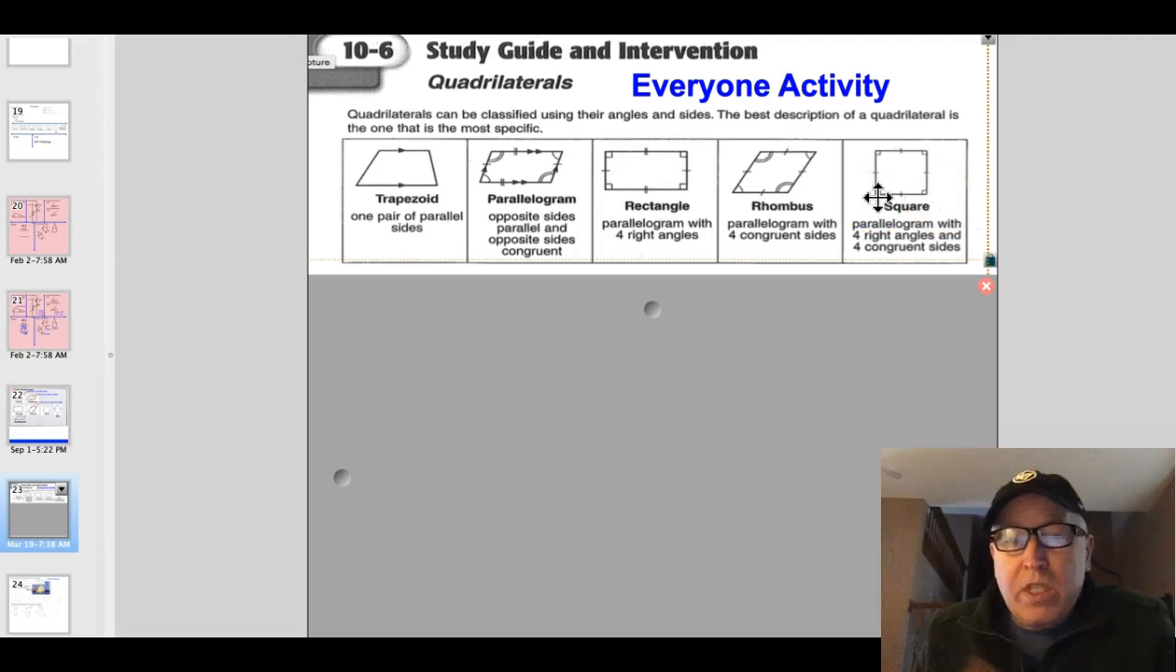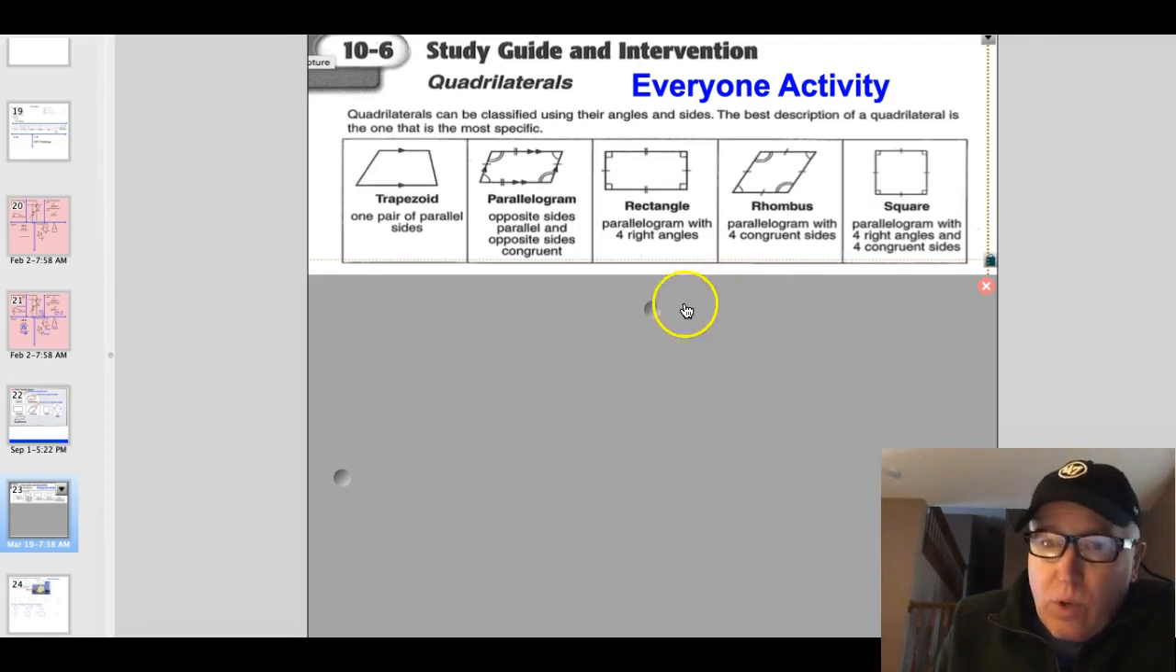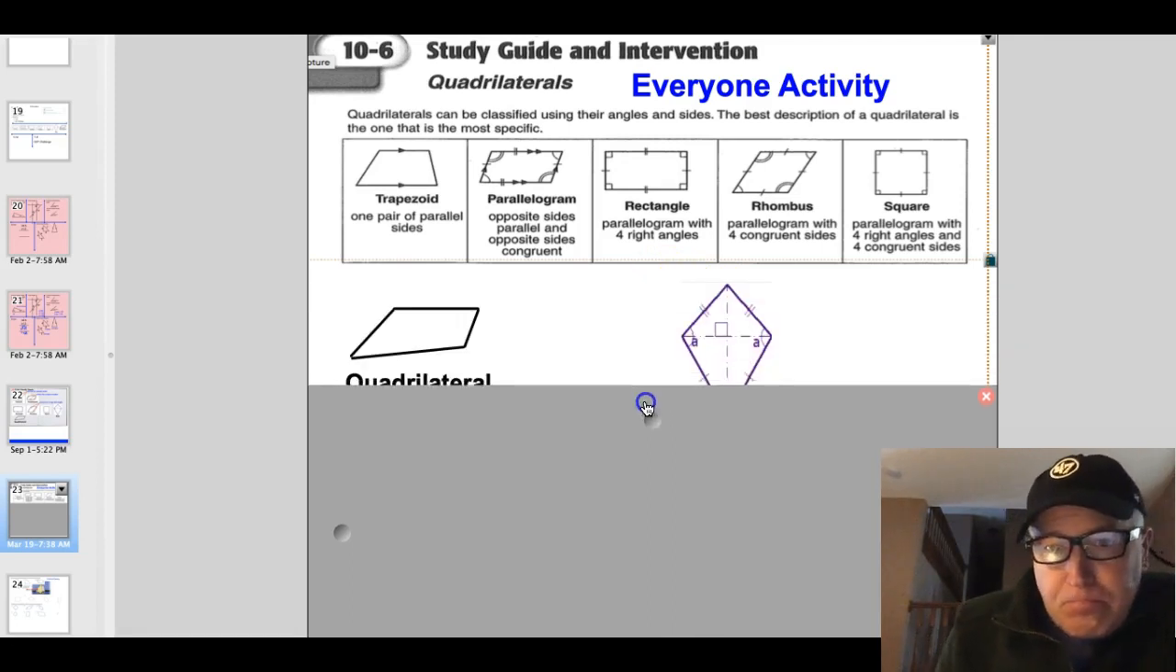So what's the most important definition? I think the parallelogram, because everything is based off of a parallelogram. This is a parallelogram with 4 right angles. This is a parallelogram with congruent sides. This is a parallelogram with congruent sides and 4 right angles. See what I'm saying? Yes, on one of your quizzes you'll be expected to identify them. Tomorrow, one of them you'll be matching definitions at some point.